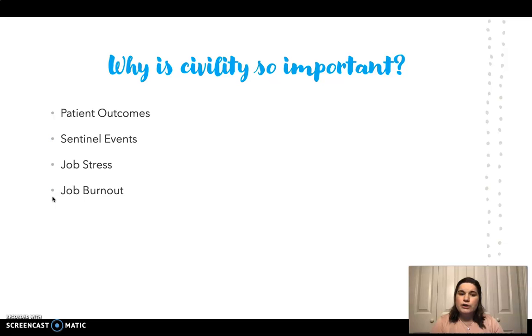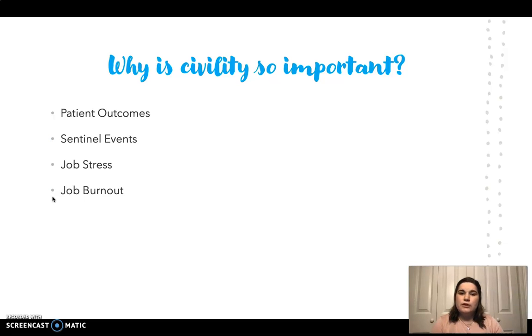Sentinel events also can occur because the patient isn't getting 100% of your attention. So if you don't pay attention to the simple changes in their vital signs or the simple changes in their eye and nose, then you're less likely to catch something that could lead to a sentinel event, such as a death or a complication in their care.